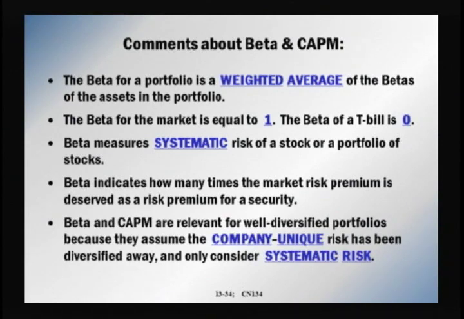Beta and CAPM are relevant for well-diversified portfolios because they assume the company-unique risk, the diversifiable risk, has been gotten rid of and only systematic risk remains. Because the only measure of risk in the capital asset pricing model is systematic risk as measured by beta. There's no other risk in the model, so it's assumed that other risks have been diversified away. Only systematic risk remains.